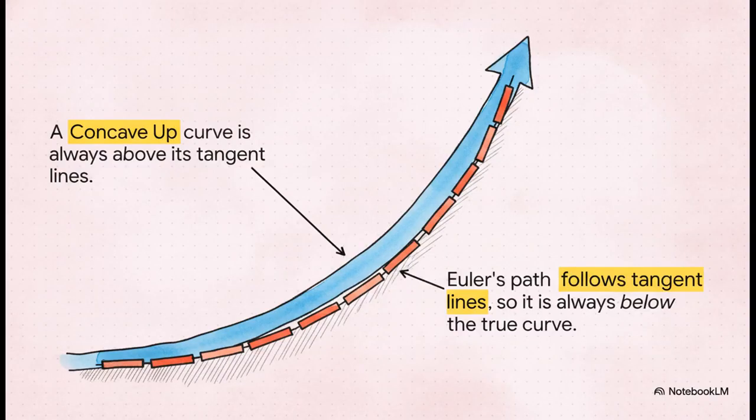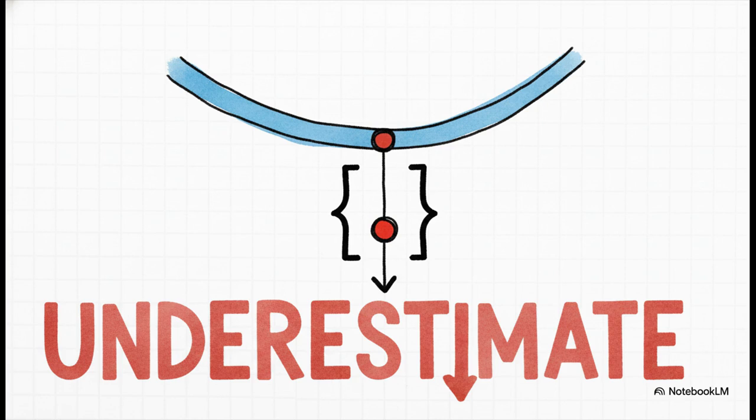Okay, now this is the whole key right here. Picture a curve that's concave up. It's always bending upwards. A tangent line touches it at one point and then shoots off straight. Because the real curve is bending away from that straight line, the curve itself will always be above its tangent lines. And since Euler's method is literally just following those tangent lines step by step, and those tangent lines are always underneath the real curve, our approximation is always going to be playing catch up. It's always going to underestimate the true value.